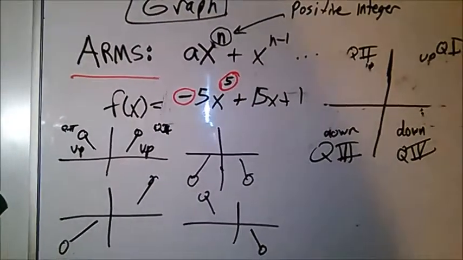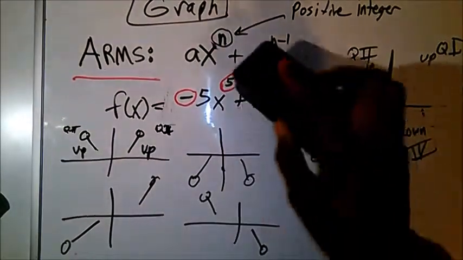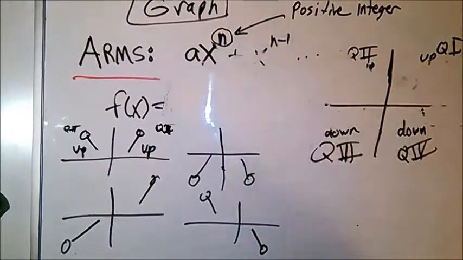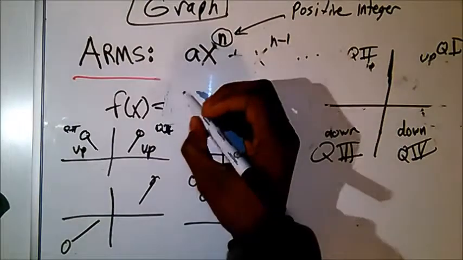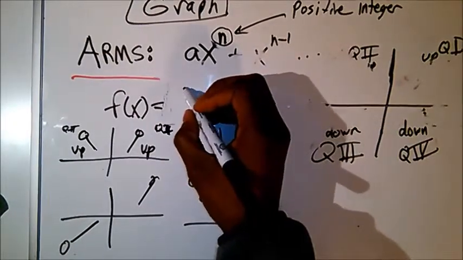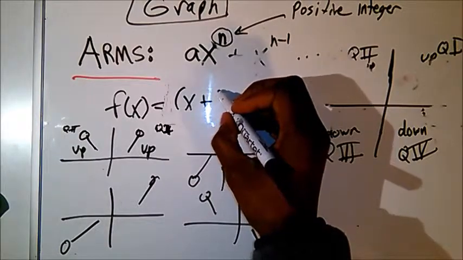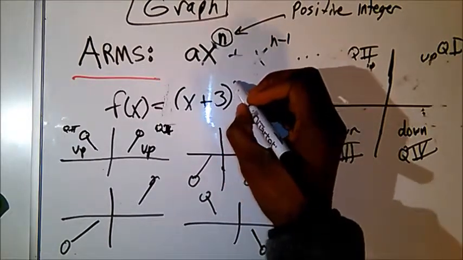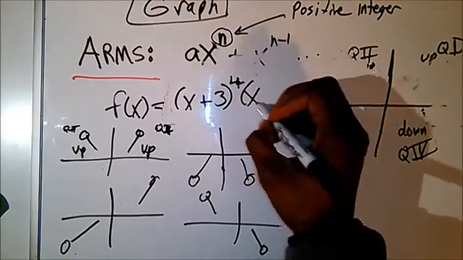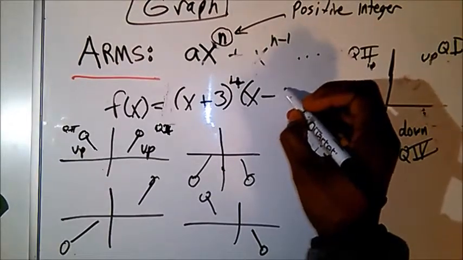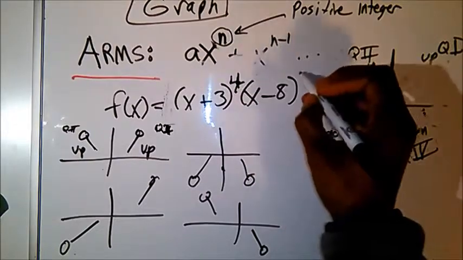Okay, so here's another one. One more. How about this? F of x is equal to x plus 3 to the fourth power, x minus 8 to the third power.